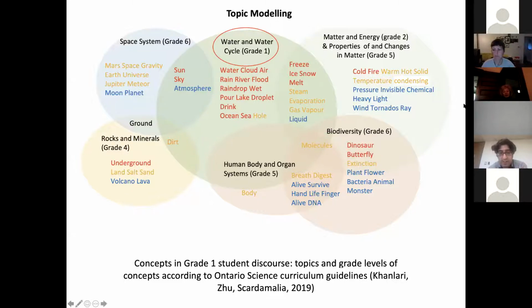They connected the main topic with other topics, like, for example, space system from grade 6 with water and energy from grade 2, and properties of matter in grade 5, biodiversity grade 6, human body and organ system grade 5, rocks and mineral grade 4. So when the students, as young as grade 1 students, were discussing the main topic, they were able to deepen their discussion by connecting the main topic with other topics. So it kind of inspired us to move forward with employing some computational text analysis like topic modeling, because we noticed that students are kind of crisscrossing topics.